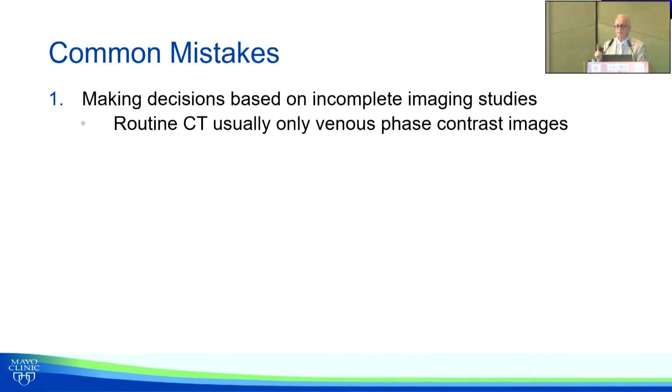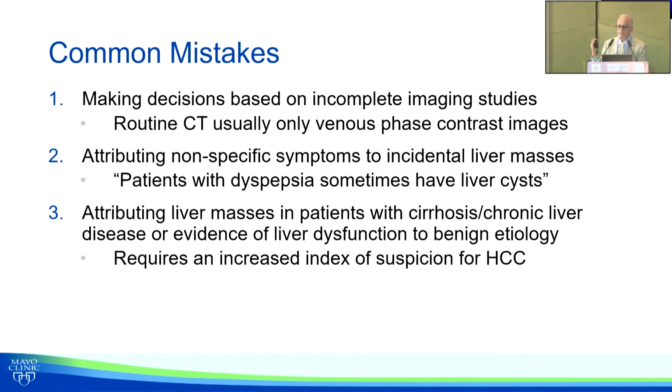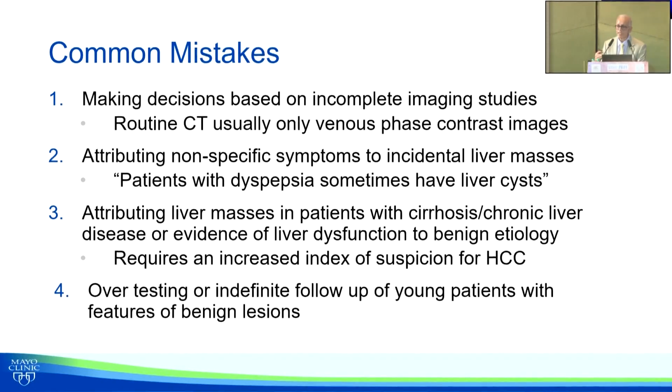Now, there are some common mistakes. When you get a CT scan, it's typically a portal venous phase, so lesions are missed. So if you're serious about a liver lesion, get a 4-phase CT. Next, patients have symptoms, you see something on the liver, mistake is to say the symptom is caused by the problem in the liver. No, remember, dyspeptic patients can have liver cysts. On the other hand, in cirrhosis, you see a lesion and you say, this is not HCC. Always be suspicious of HCC in these patients. And for young patients, once you know it's benign, don't do over-testing. Over time, you don't want radiation accumulation.